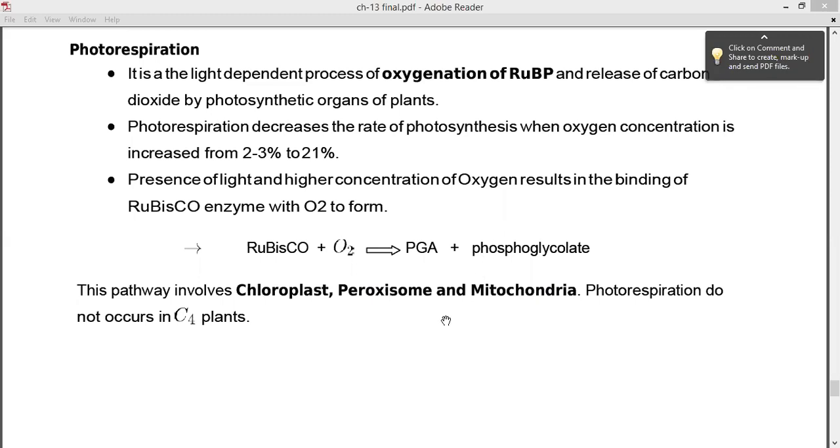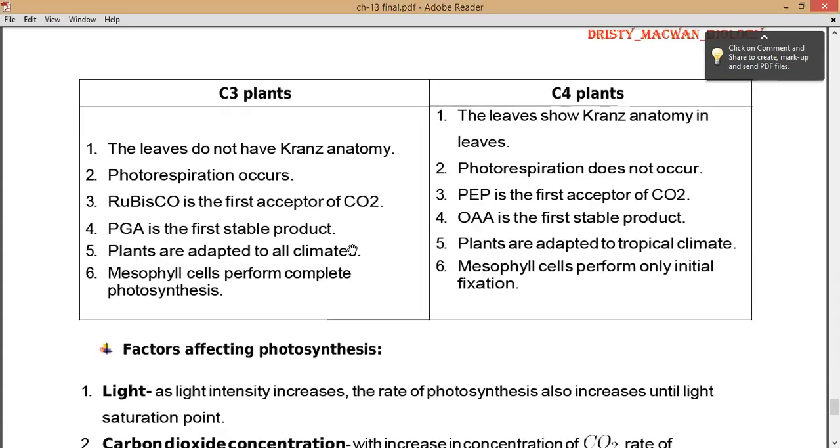Next, now we are going to see the difference between C3 plants and C4 plants. The first difference is that in C3 plants the leaves do not have Kranz anatomy, as I said in the previous line only. So C3 plants do not show the Kranz anatomy, while C4 plants show the Kranz anatomy.